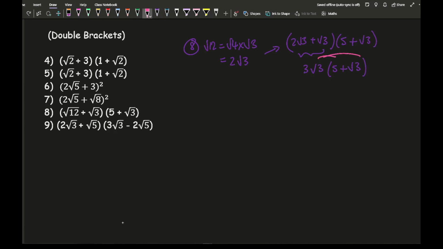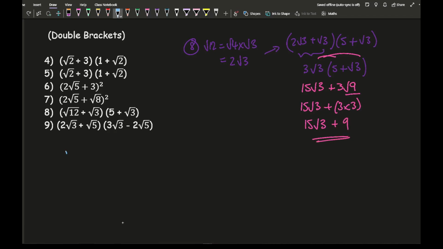So expanding it out, I get 15 root 3 plus 3 root 9. Root 9 is 3, so that becomes 15 root 3 plus 3 times 3. So that would give me a final answer of 15 root 3 plus 9, and there we go.